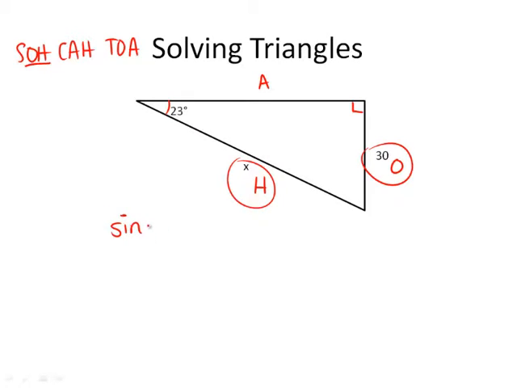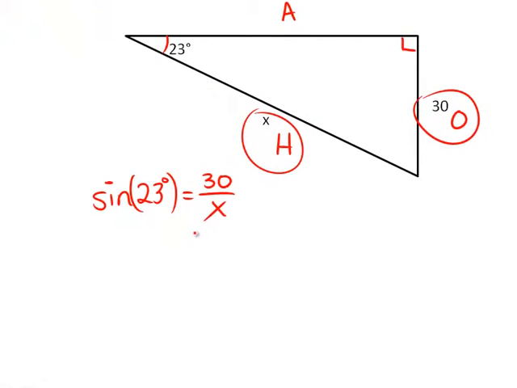So let's create our equation. Sine of 23 degrees is equal to the opposite over the hypotenuse, the 30 over the x. Now in this case, you'll see that our x is in the denominator. So we're just going to have to solve that. Sine of 23 is some ratio, 0.3907, and you want to keep it as exact as possible.